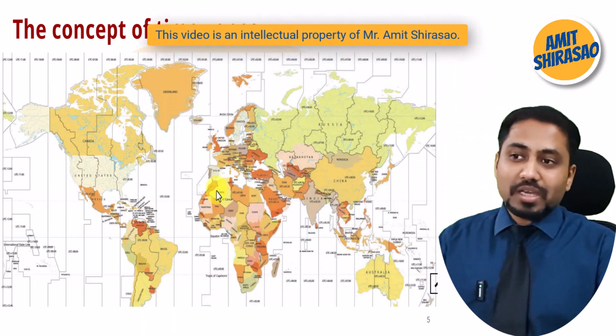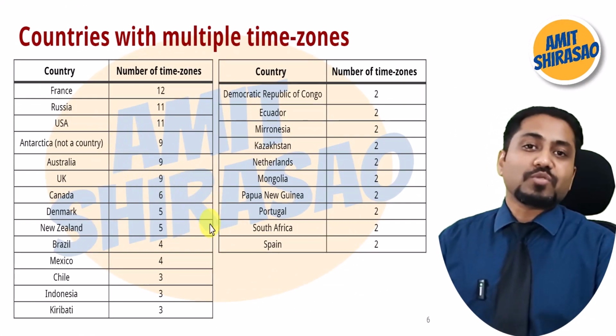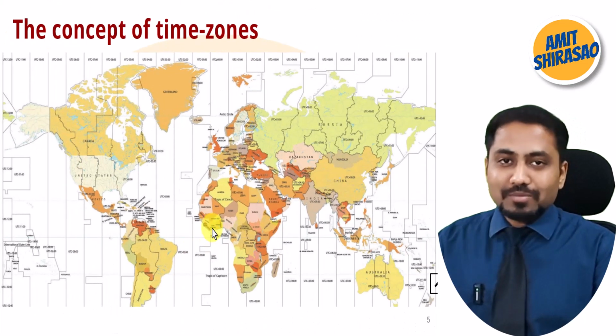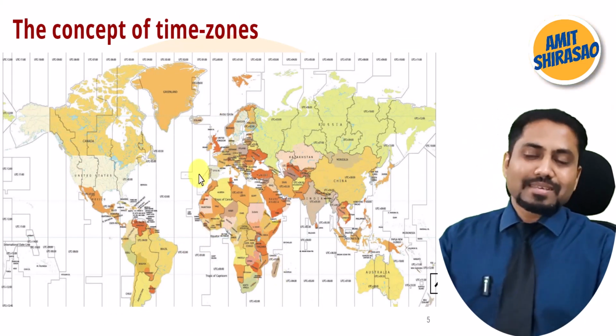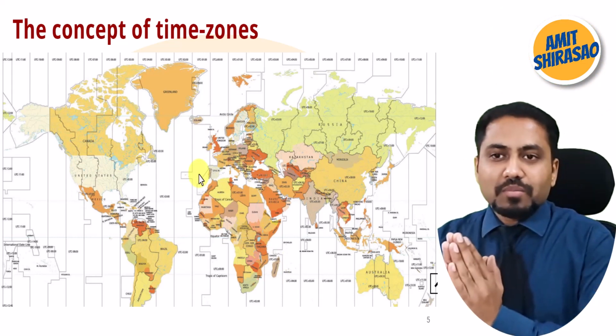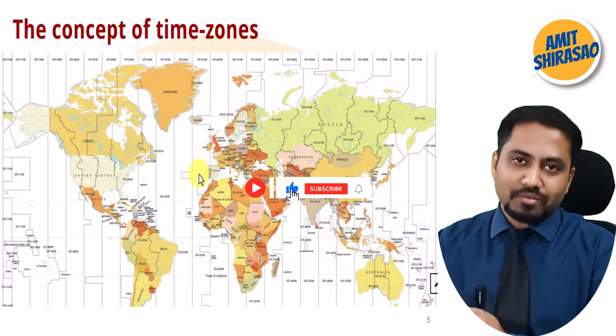Same thing with the UK. How many time zones does the UK have? The UK has 9 time zones. Why 9 time zones? It also has a lot of islands under its control. So this is the reason. Colonialism hasn't ended. It has just masked itself.